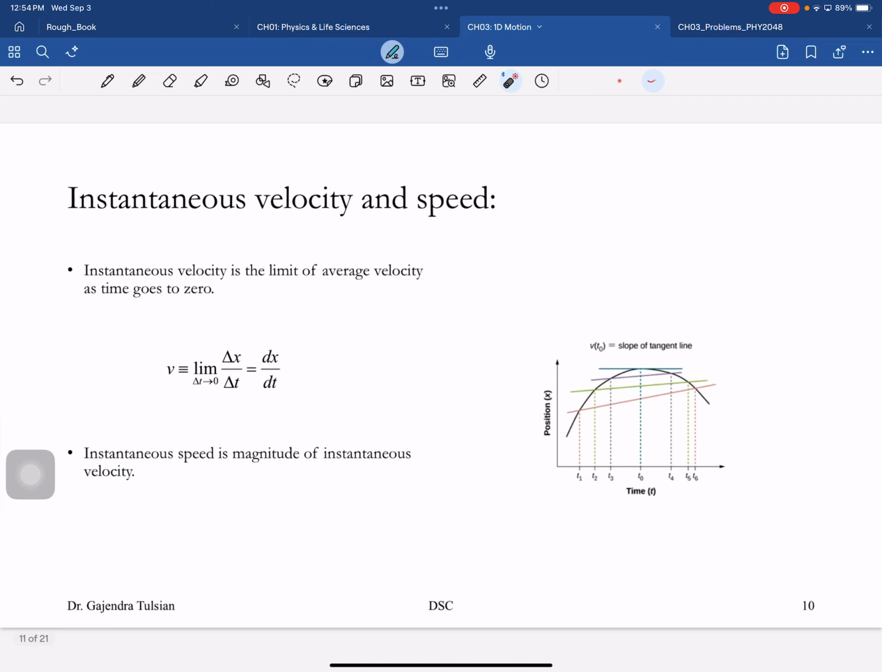It turns out that instantaneous speed and instantaneous velocity are related. Instantaneous speed is the magnitude of instantaneous velocity. So let's say when you're driving north on 95 at 80 miles an hour, your velocity vector is pointing north, with a magnitude of 80 miles per hour, and your instantaneous speed is 80 miles an hour.